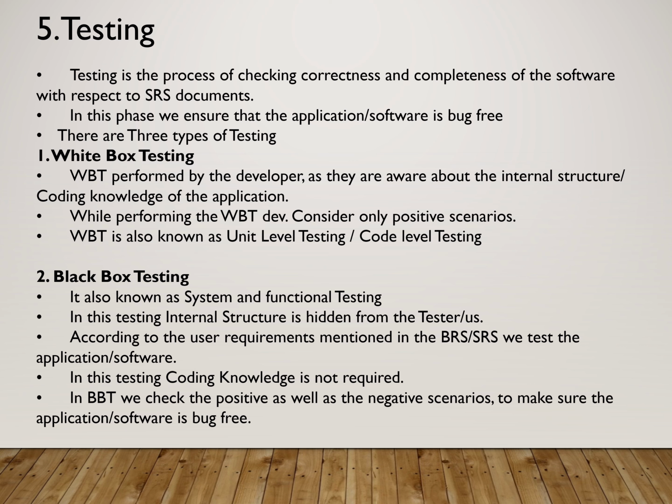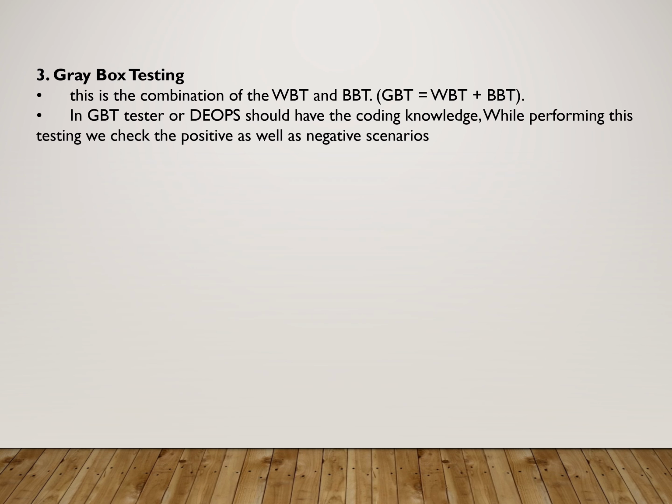We just understand the business requirement and prepare the positive as well as the negative scenarios. By taking reference of the positive and negative scenarios, we will make sure that the application or software is bug free. The next type of testing is gray box testing. This is the combination of white box testing and black box testing. In gray box testing, the tester or DevOps should have coding knowledge. While performing this testing, we check the positive as well as negative scenarios.